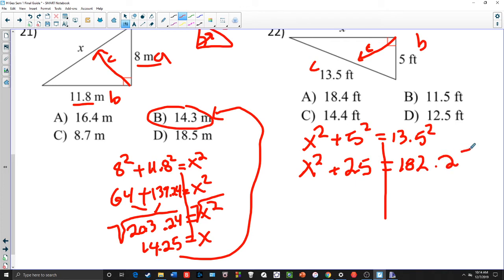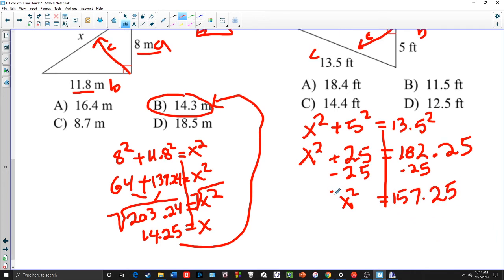182.25. Now instead of adding, because our numbers are on opposite sides, we're going to subtract 25 from both sides because they're on opposite sides of the equation. So here, my numbers were on the same side, so I added them together because they're on the same side. If they're on opposite sides, then you subtract. Again, think of subtracting as disagreeing. So if they're on opposite sides, they disagree, so they're going to subtract from each other. And it's going to give you 157.25.